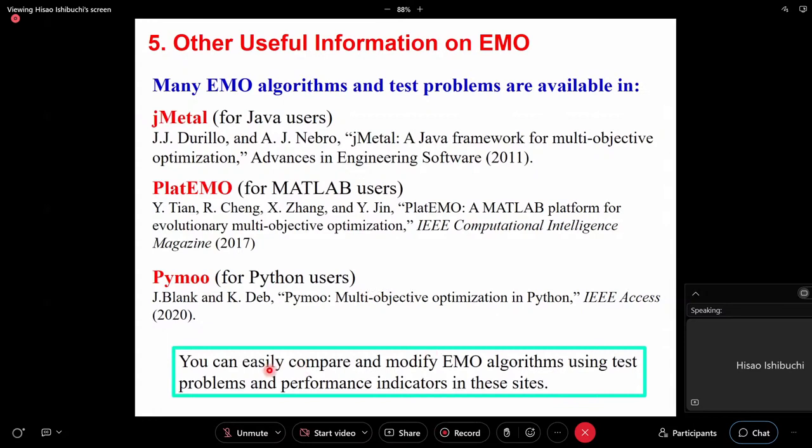You can easily compare and modify MO algorithms using test programs and performance indicators on these sites. The sites have test programs and also performance indicators. So you can easily compare your algorithm with many other algorithms. If you have a nice idea and create a new algorithm, you can easily evaluate your algorithm on these sites. This is very useful, and many MO researchers currently use one of these three sites.